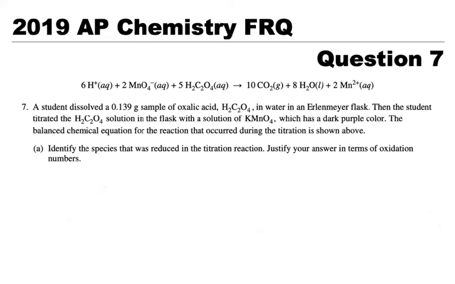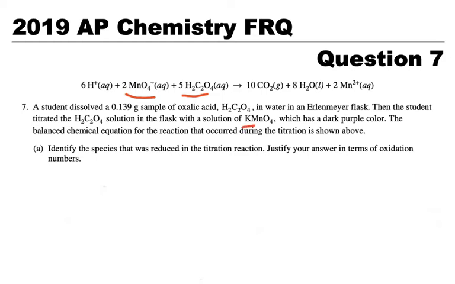I'm going to go over question number 7 from the 2019 AP Chemistry exam. A student dissolved a 0.139 gram sample of oxalic acid in water in an Erlenmeyer flask. Then the student titrated the oxalic acid solution with a solution of potassium permanganate, which has a dark purple color. The balanced chemical equation for the reaction that occurred during the titration is shown above.